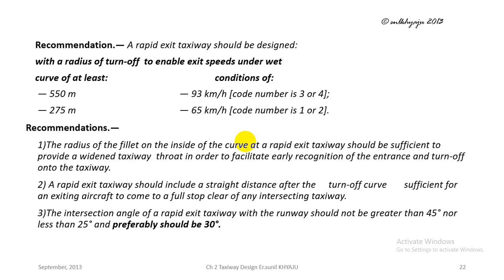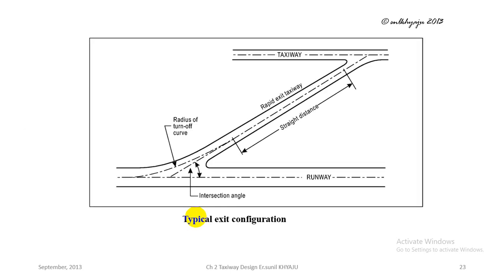Then these are recommendations preferred by the ICAO Annex 14, and the intersection angle of a rapid exit taxiway with the runway should not be greater than 45° nor less than 25° and preferably should be 30°. And this is the typical plan of a rapid exit taxiway.